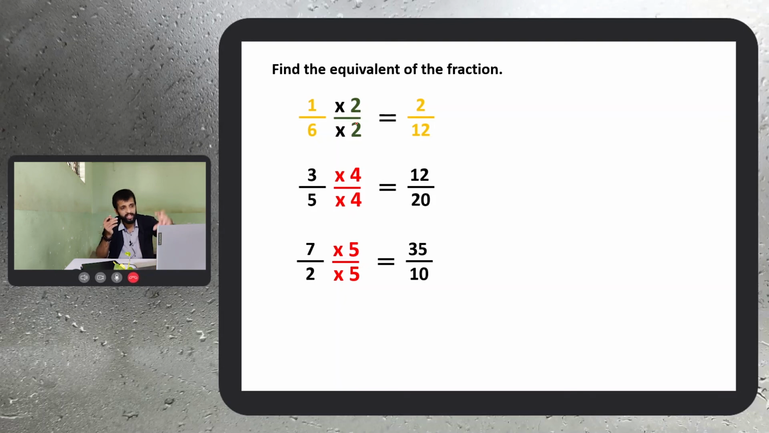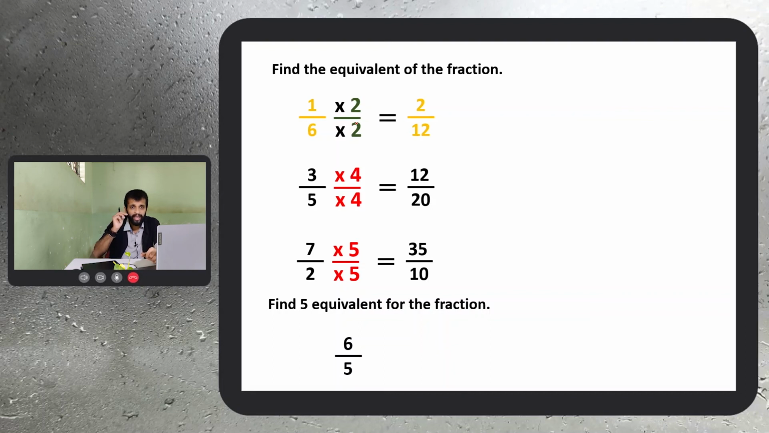So all these fractions, 1 upon 6 and 2 upon 12, are equivalent. 3 upon 5 and 12 upon 20 are equivalent. 7 upon 2 and 35 upon 10 are equivalent fractions. Can you find 5 equivalent fractions to 6 upon 5? You can pause the video and comment in the comment section. What could be 5 equivalent fractions?